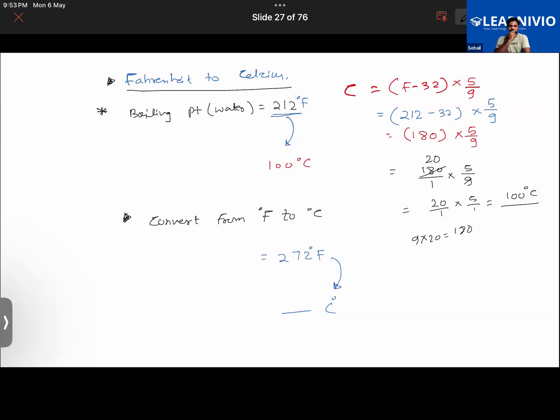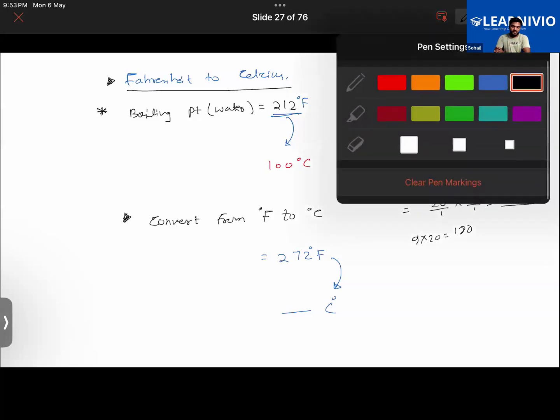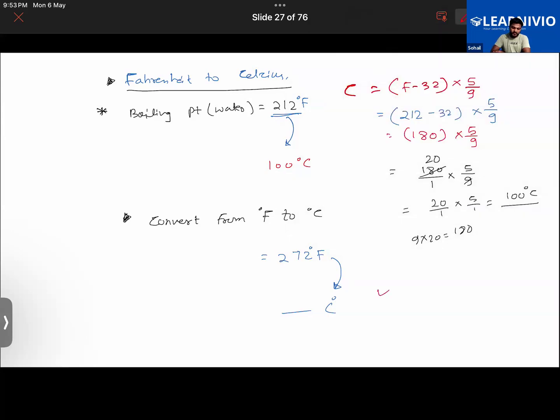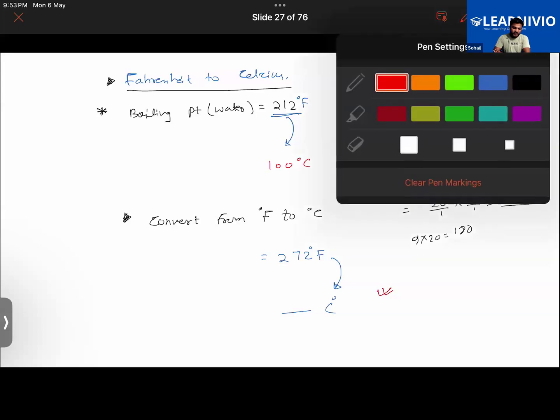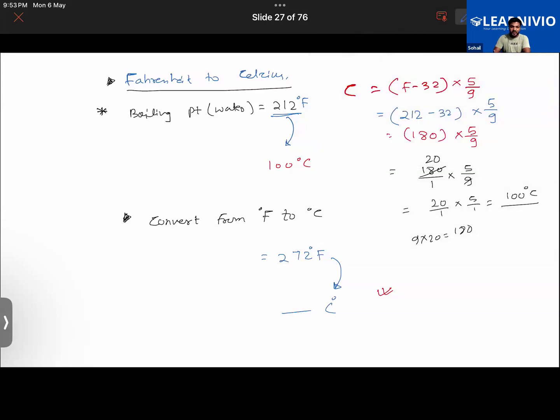Sir, is it 133? Are you also getting the same answer? 133. Very good. So now you have understood how to convert from Fahrenheit to Celsius. Let's understand now how we do the opposite. How do we convert from degrees Celsius to Fahrenheit?